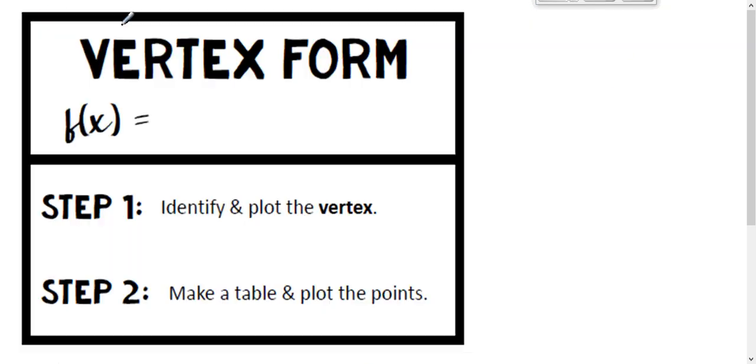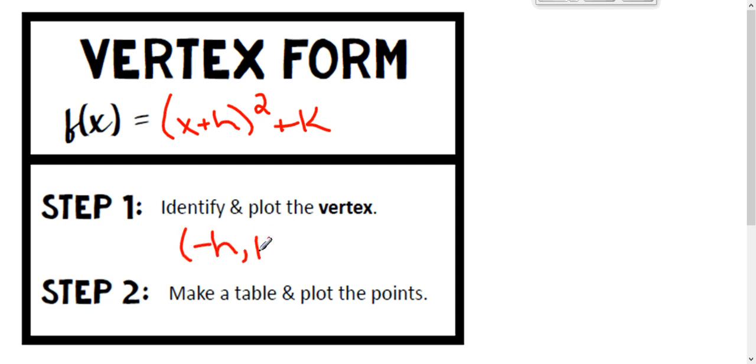Alright, now the next couple examples are already in vertex form, so remember that is where they give you the parentheses with (x plus h) squared plus k, and the vertex is the point (-h, k). So remember, we always change the sign of the one in the parentheses, but we keep the sign outside. So you can actually already put that vertex in your table, and then we're going to keep going with the table and plot the points just like we did in the other examples.